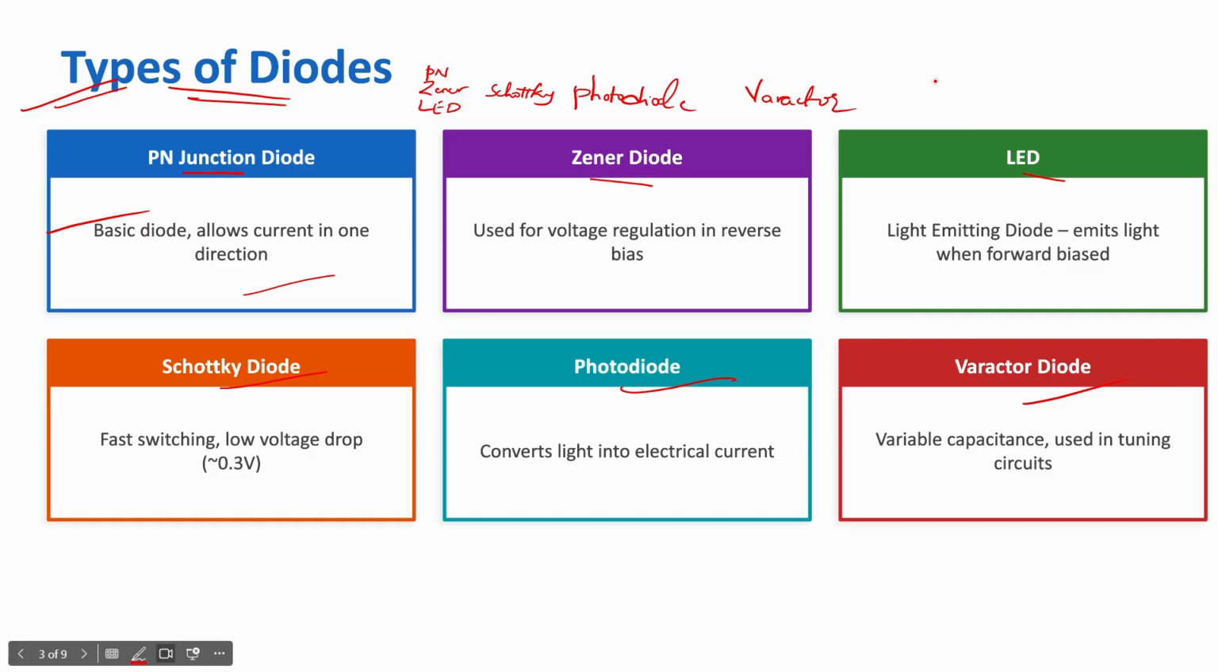Coming to the Zener diode, it is used for voltage regulation in reverse bias. Mainly, the Zener diode is used in the reverse bias condition. We will discuss forward bias and reverse bias in the upcoming slides, and then you will understand what reverse bias and forward bias are. So first we discuss forward bias and reverse bias, then we come back to these types. Okay.